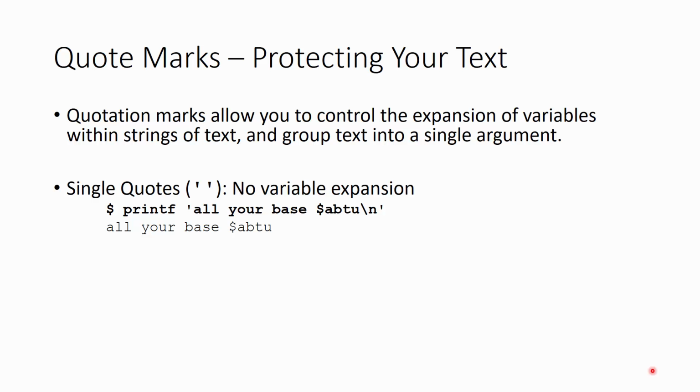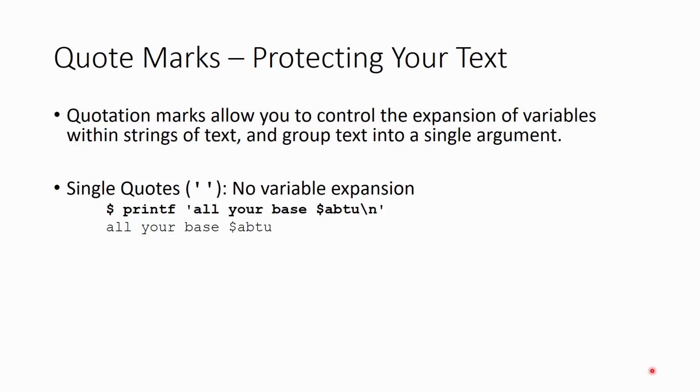Okay, now that we can define our string variables, we have the need to store a multi-word string in a variable. And in order to do that, we need to surround the entire thing with quote marks. The quote marks are going to do two things for us. First of all, they will allow us to control the expansion of variables within the string, and they'll allow us to group that text into a single argument.